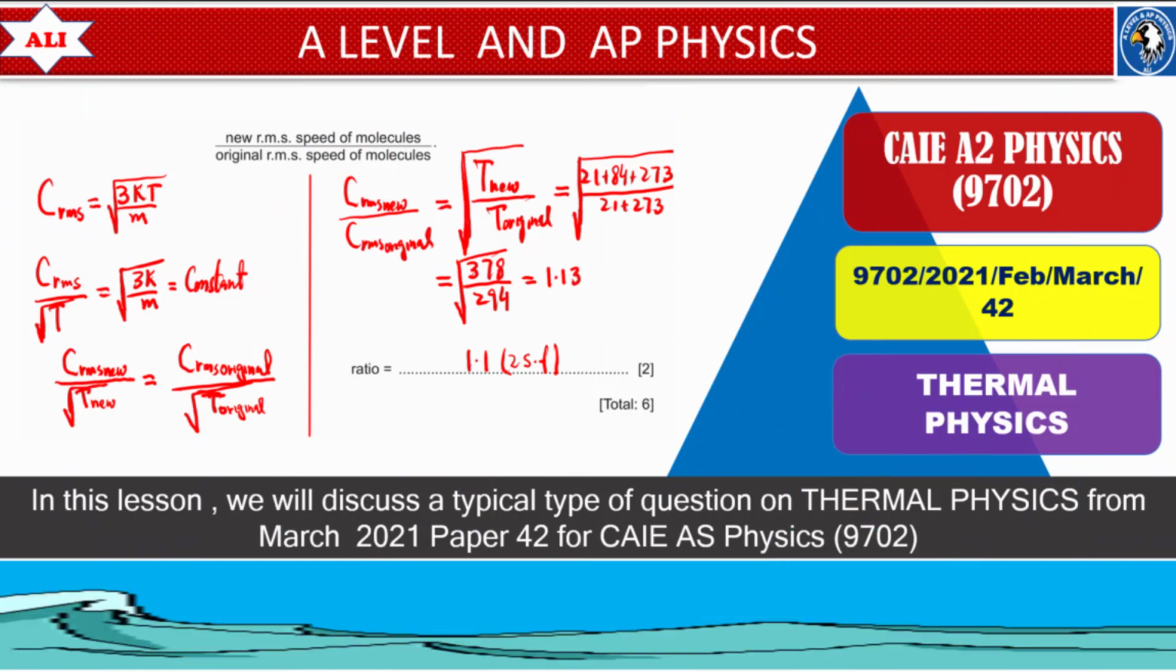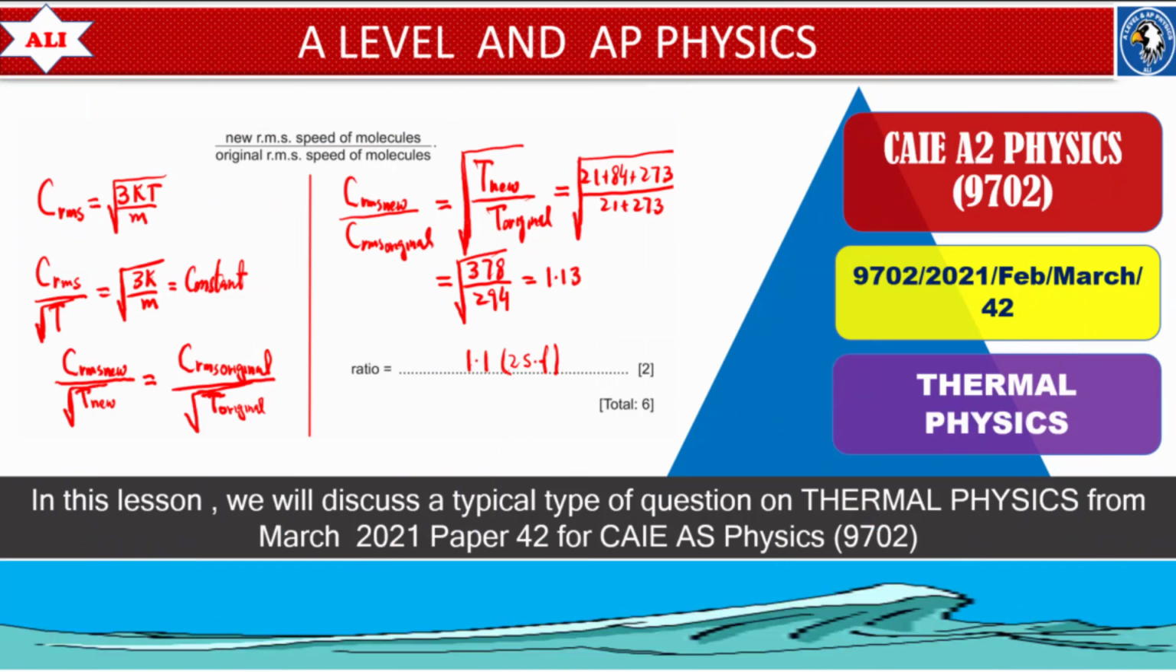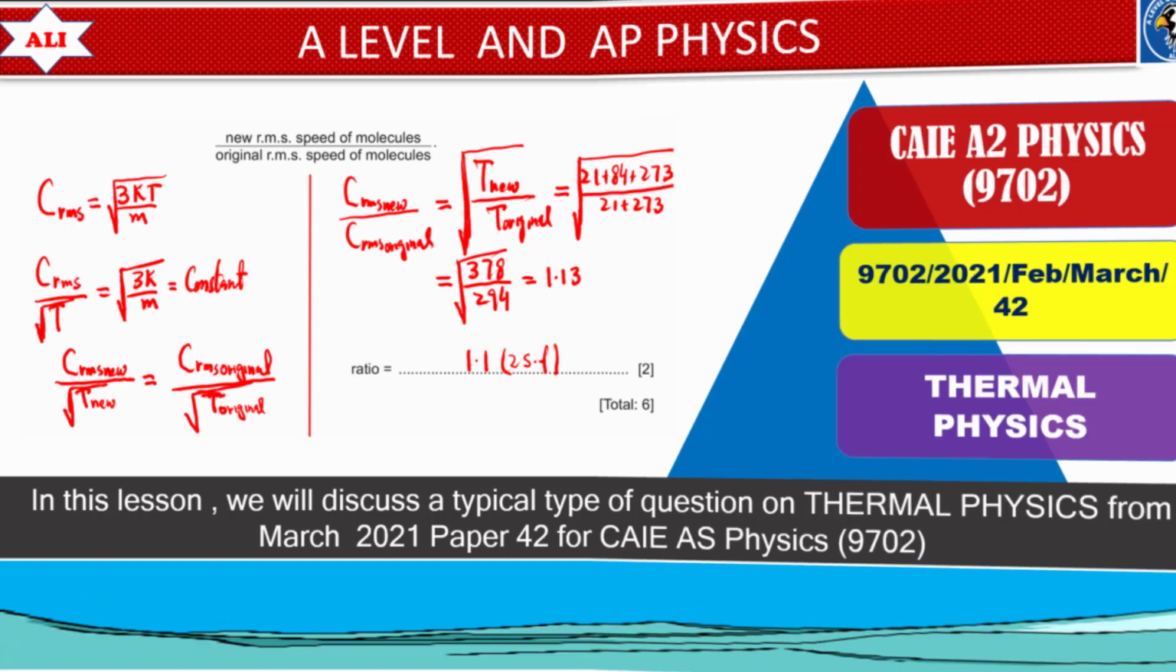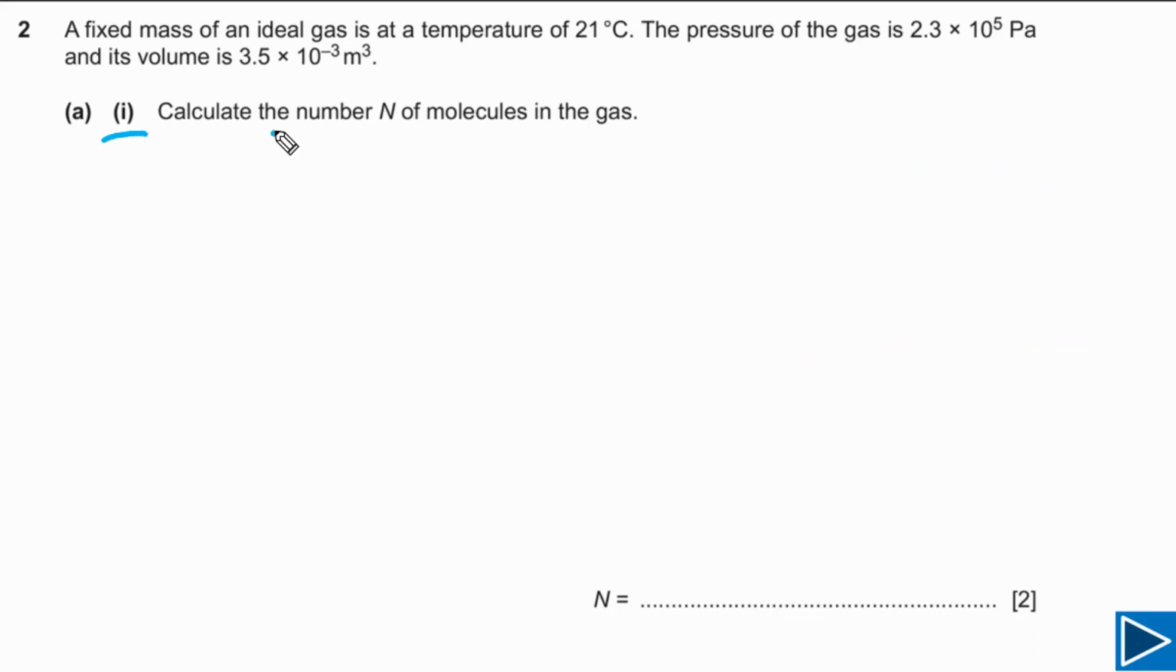In today's lesson, we will discuss a typical type of question on thermal physics from March 2021, paper 4, variant 2. For part A1, the question is asking us to calculate the number of molecules in the gas. For this question, the temperature of the gas is given, so simply we can say this is T. The pressure of the gas is given, simply we can say this is P. And the volume of the gas is given, so simply we can say this is V. Now we need to calculate the number of molecules in the gas.